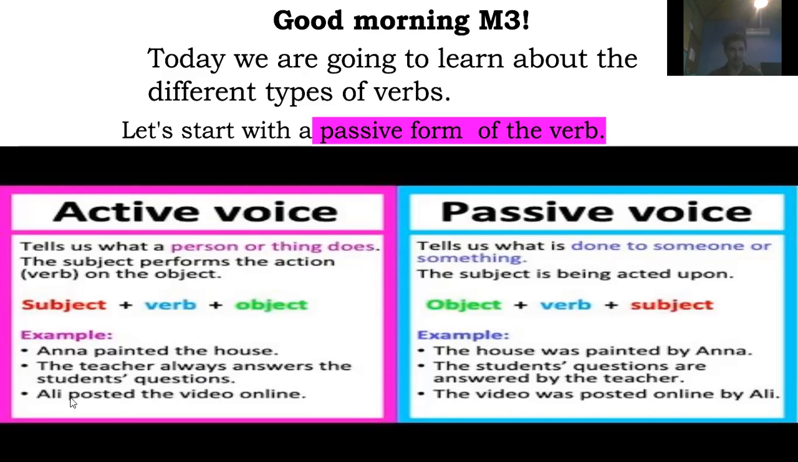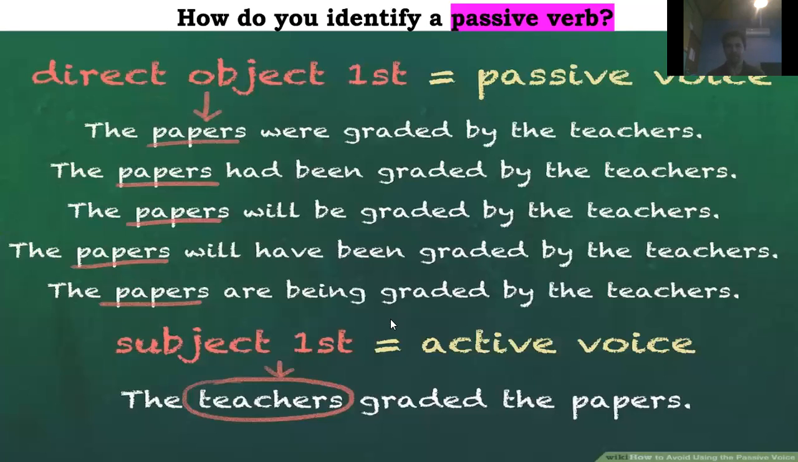Or Ali posted the video online. Again, the subject is Ali, posted is the verb, and the video is the object. Now there's a difference here with the passive, because the video was posted online, that was the object in front. Passive has the object in front, and the active has the subject in front. Some more here. All right, direct object first.